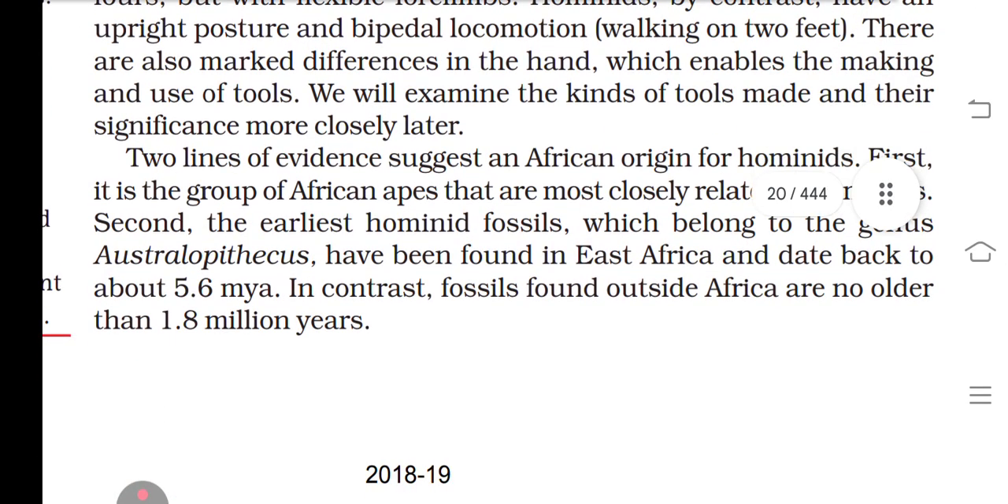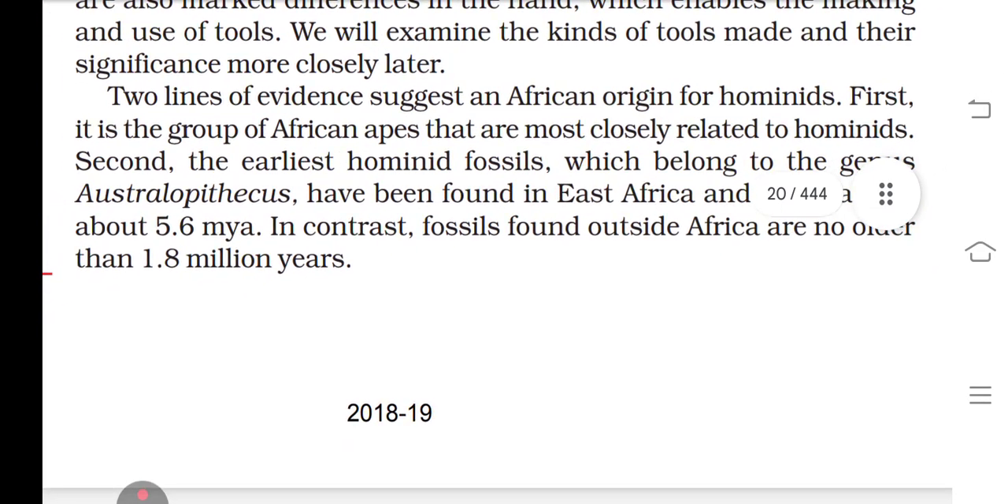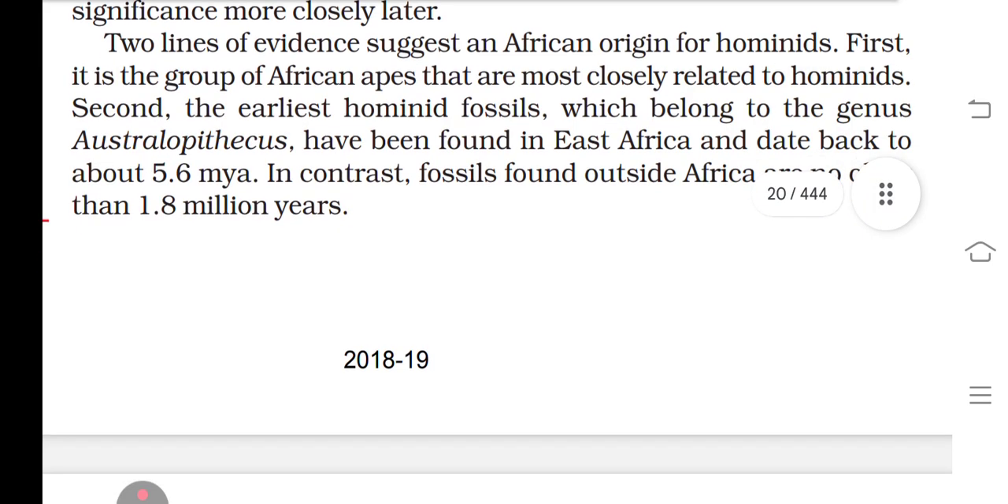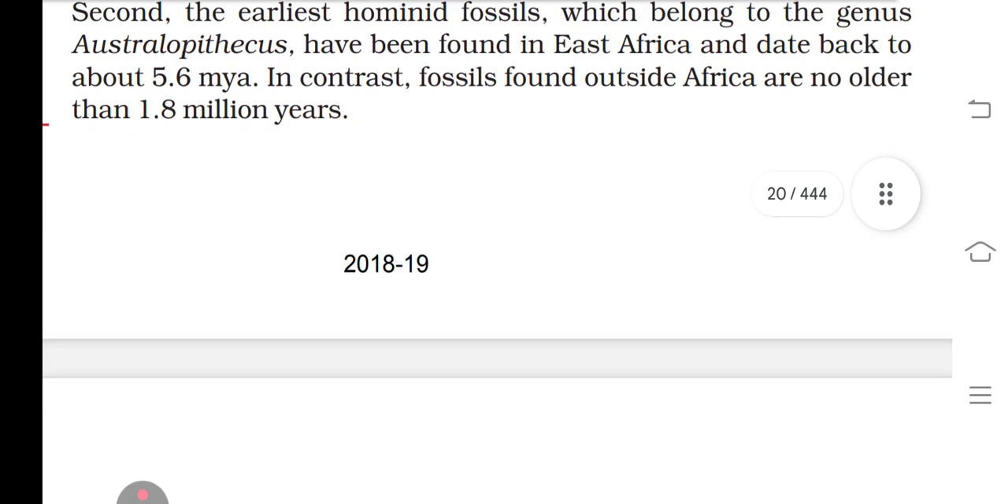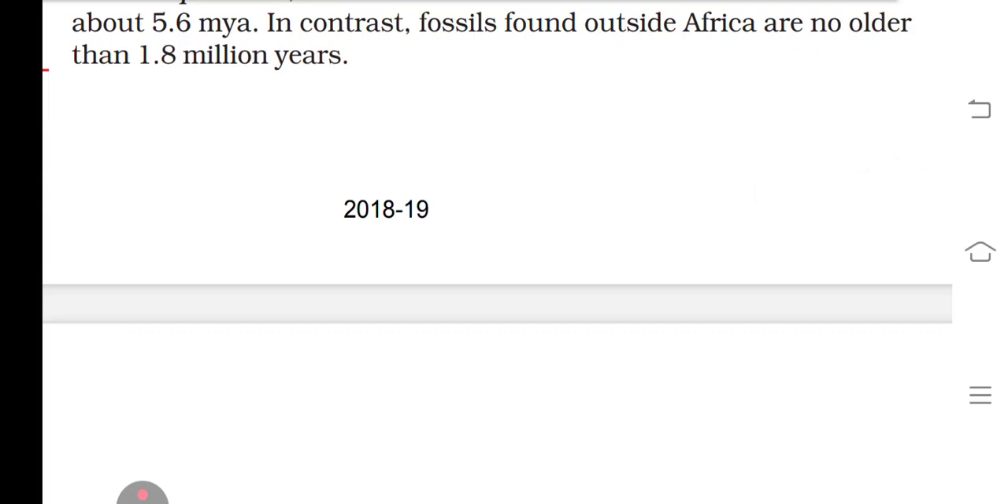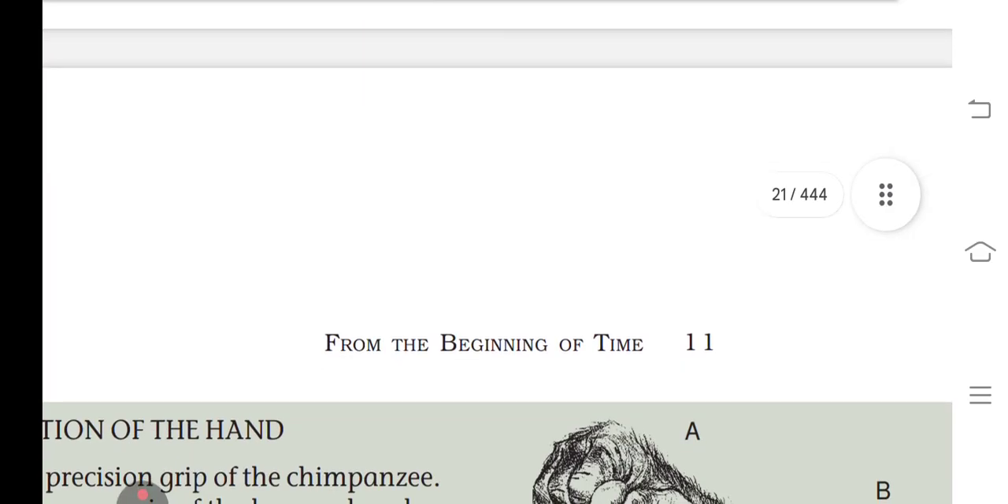Then the hominids: two lines of evidence suggest an African origin for the hominids. First, it is the group of African apes that are the most closely related to hominids. Second, the earliest hominid fossils, which belong to the genus Australopithecus, have been found in East Africa and date back to about 5.6 million years ago. In contrast, the fossils found outside Africa are no older than 1.8 million years ago.